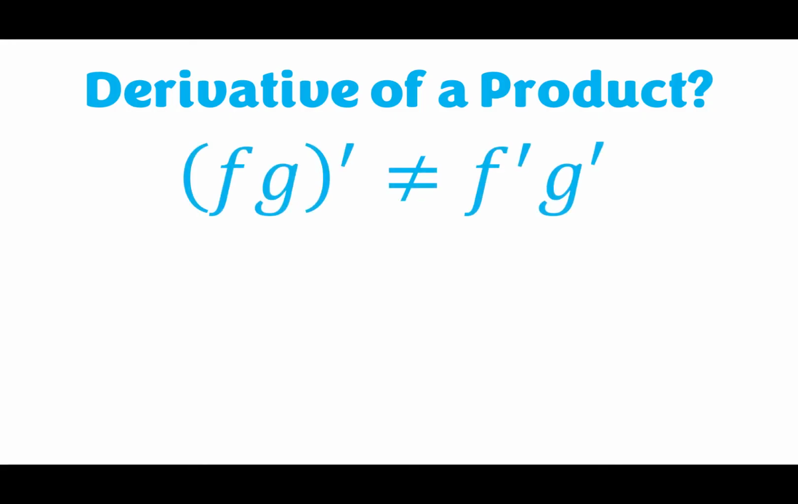So if you're taking the derivative of a product of f and g, where f is a function and g is a function, it is not the derivative of f times the derivative of g. Let's look at an example.